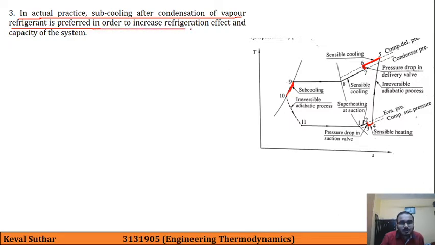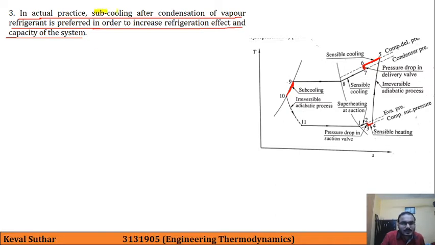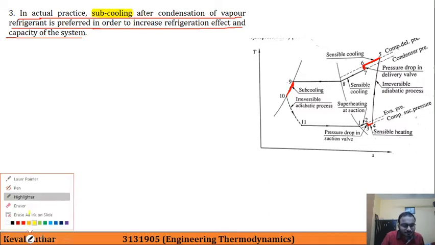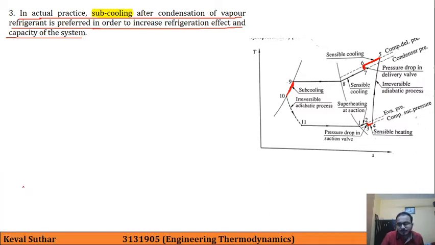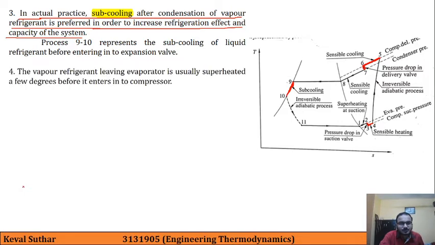Is preferred in order to increase the refrigeration effect and capacity of the system. As far as this point is concerned, we have already discussed subcooling, which is beneficial for improvement in the COP. So this is the process 9 to 10, which represents the subcooling of liquid refrigerant before entering the expansion valve.